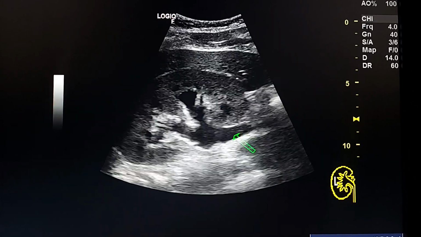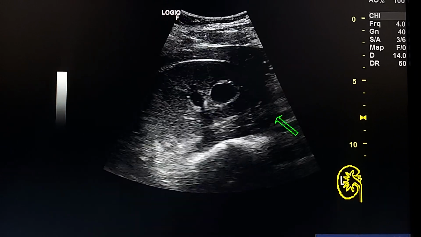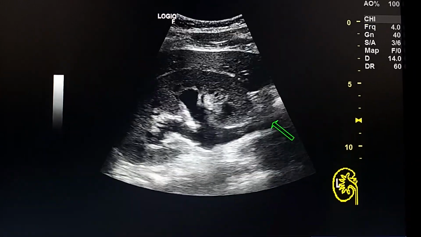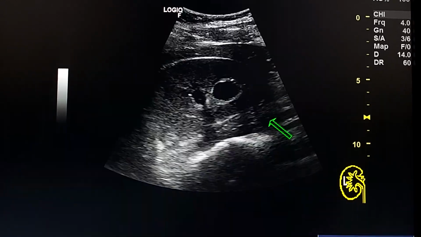The upper ureter here is seen by ultrasound. We don't see any stone.